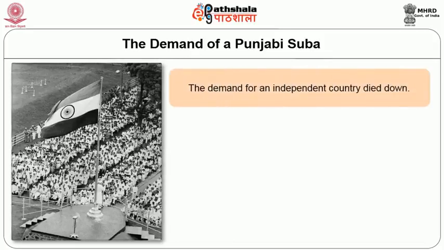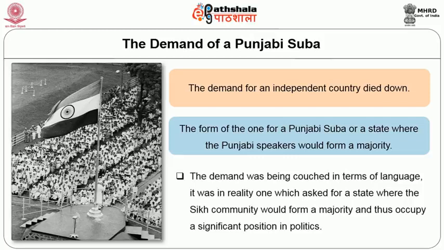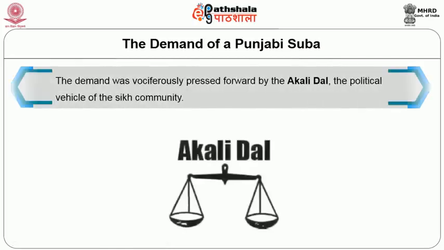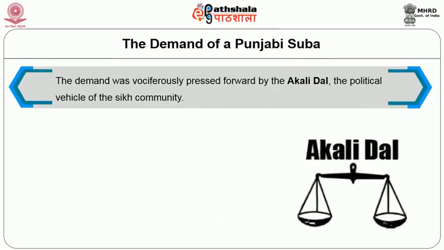After independence, the demand for an independent country died down. It now took the form of one for a separate Punjabi Suba within the Indian Union. Though the demand was being couched in terms of language, it was in reality one which asked for a state where the Sikh community would form a majority and thus occupy a significant position in politics. The second aspect was reinforced by the fact that the demand was vociferously pressed forward by the Akali Dal, the political vehicle of the Sikh community.